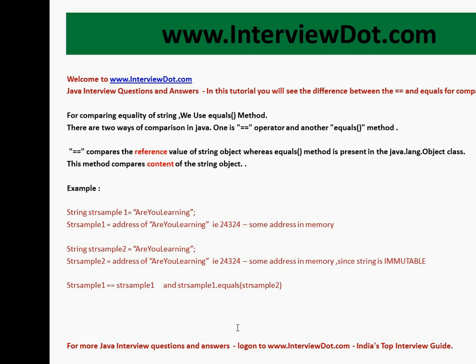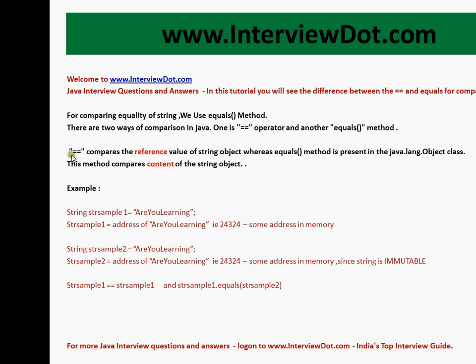I'm going to explain you one of the important Java interview questions. What is the difference between equals, double equal and equals for comparison in Java? For comparing equality of string, we use equals method. There are two ways of comparison in Java. One is the double equals operator and another is the equals method.